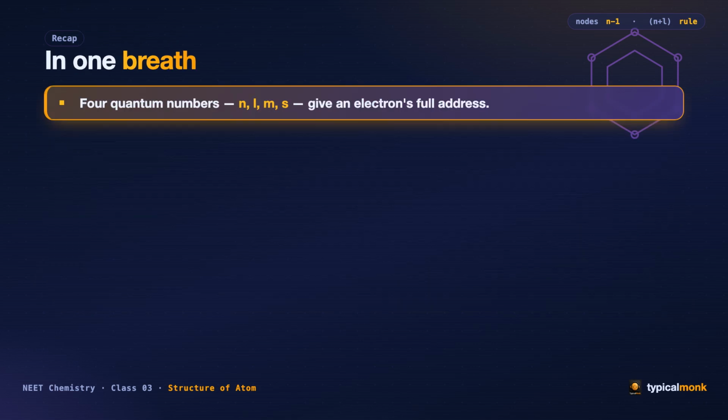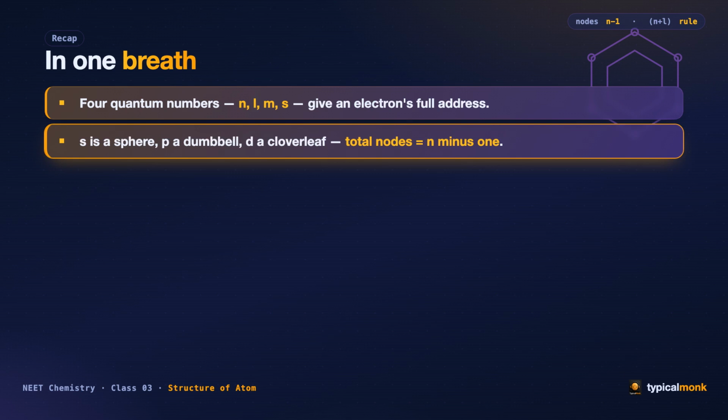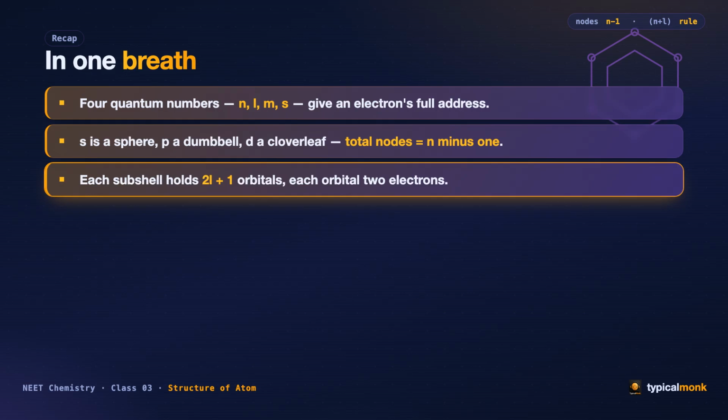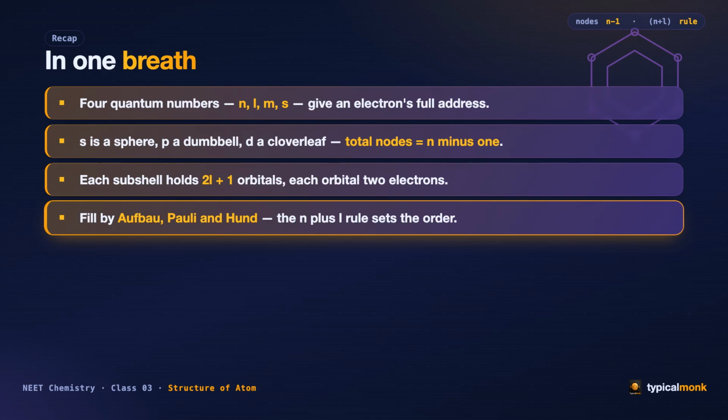Let us gather the whole class in one slow breath. 4 quantum numbers, n, l, m, and s, together give an electron its full and unique address inside the atom. The s orbital is a sphere, the p a dumbbell, the d a cloverleaf, and the total number of nodes is always n minus 1. Each subshell holds 2l plus 1 orbitals, and each orbital holds exactly 2 electrons of opposite spin. Fill by Aufbau, Pauli and Hund, and let the n plus l rule set the order of energies.